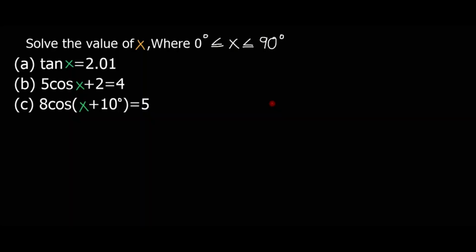And in this problem, solve for the value of x where 0 degrees is less than or equal to x and x is less than or equal to 90 degrees. It is the same as the previous examples, just with a condition. In trigonometry, a Cartesian plane is measured in degrees.